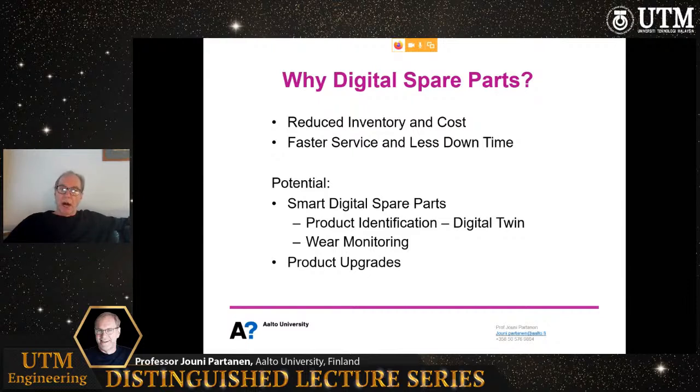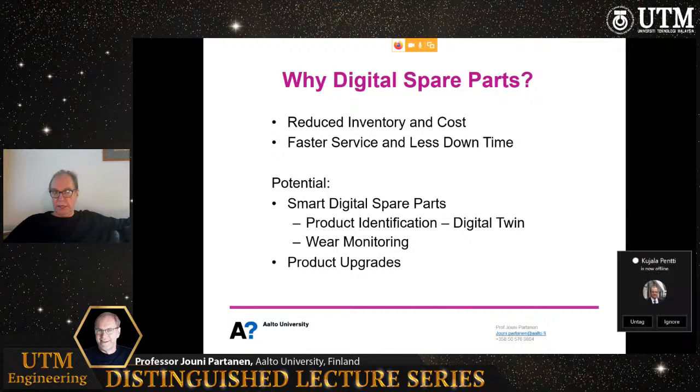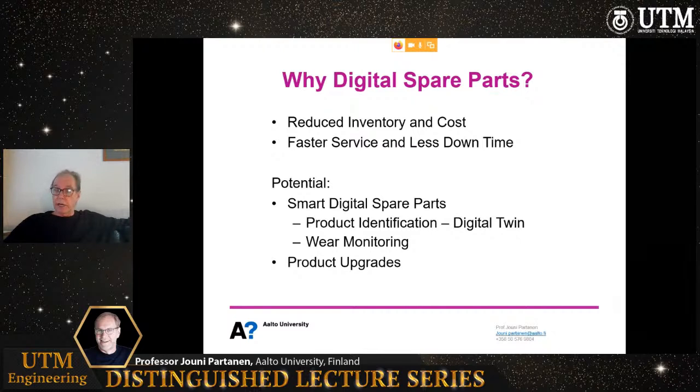And then there is an additional potential. You might also have smart digital spare parts. So the spare part might have information, for example, wear monitoring, so it knows how much useful life it has. We will describe that a little bit later. And then there is also a possibility for product identification. And when we talk about digital twin, this is something which I will come back to a little bit later as well. And then there is an opportunity for product upgrades.